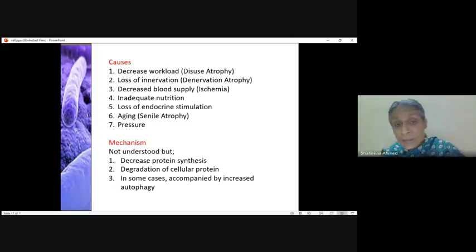The mechanism is not exactly known, but the thing that comes to mind is that there is a decrease in protein synthesis, there is degradation of the cellular proteins, and in some cases what they have seen is that autophagy may also be present in these scenarios.